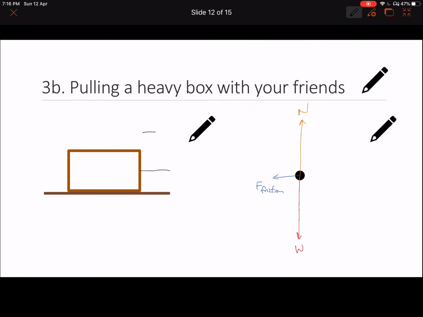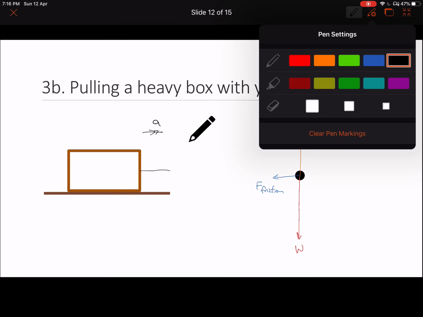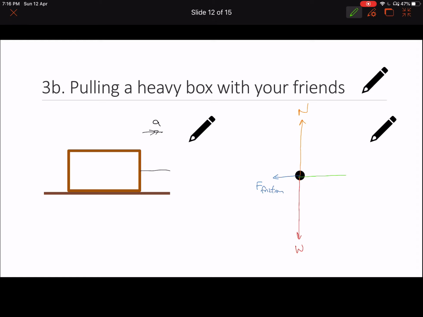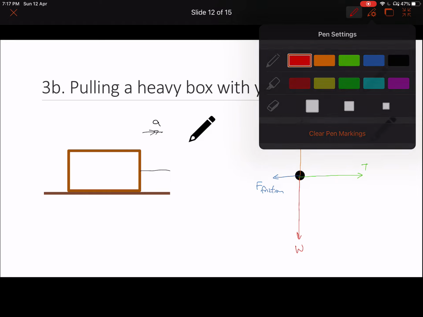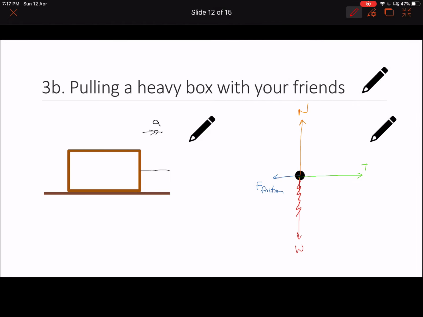Okay, but what's causing the box to accelerate? Well, it has to be the tension, right? Because now you and your friends together are pulling at the box with much greater strength, as illustrated by the longer tension arrow, tension vector. Yeah. So let's see what's happening here. Okay. So got a weight. Okay. So this part of the weight here is trying to cancel out the normal contact force. It does so completely because they're of the same magnitude and they're acting in opposite directions, right? So they've managed to cancel each other out completely.